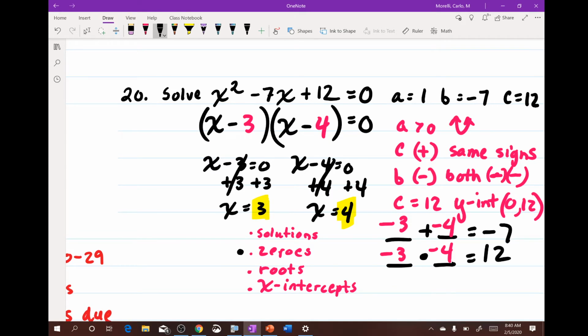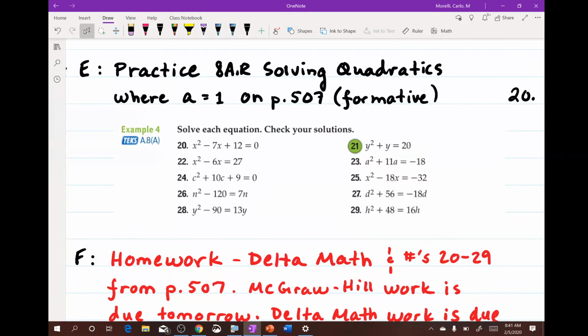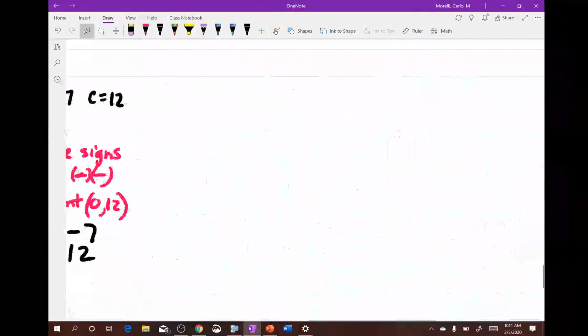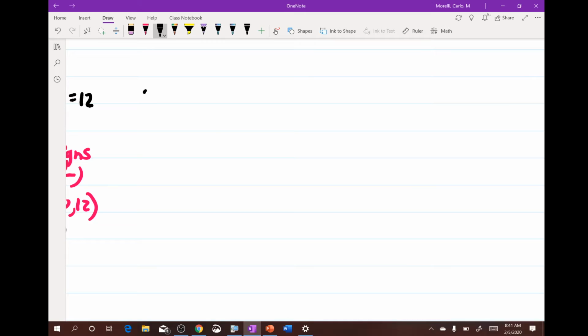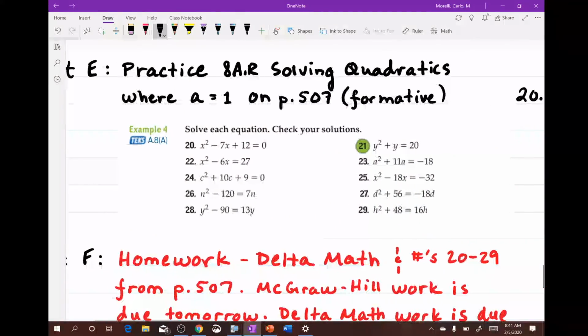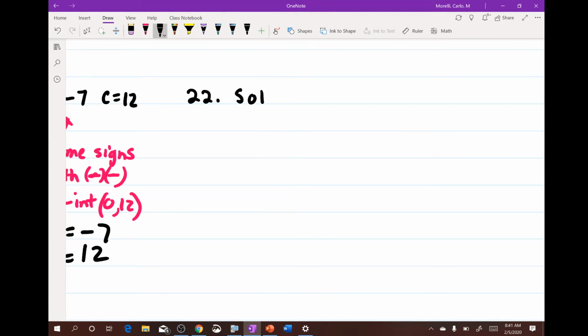So let's do another one. X squared minus 6x equals 27. What is that number? Number 22. This is number 22. Solve. X squared minus 6x equals 27.